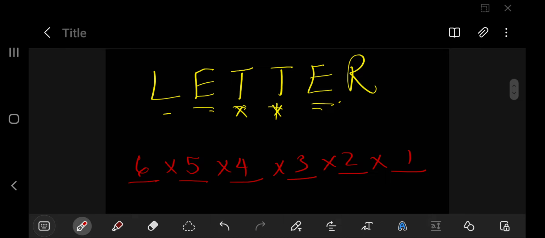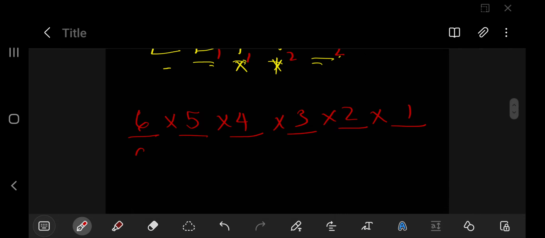But if E1 and E2 are treated as different and T1 and T2 are treated as different, then it means we'd have 6 times 5 times 4 times 3 times 2 times 1, which is the same as 6 factorial, right?